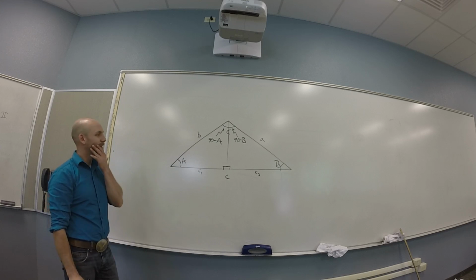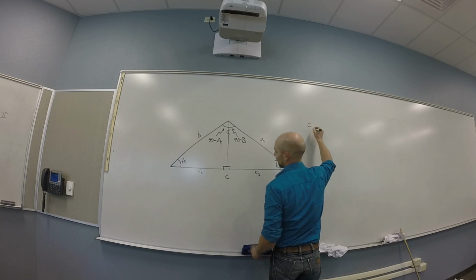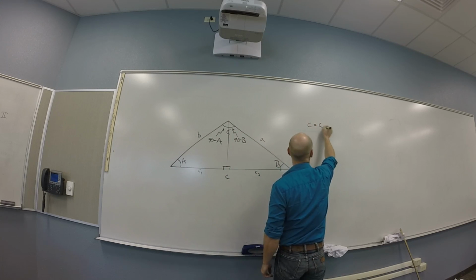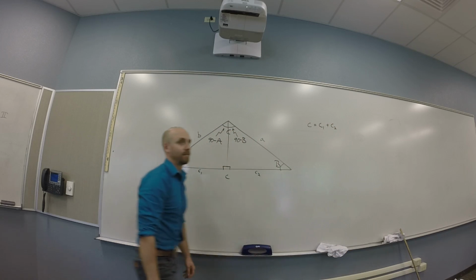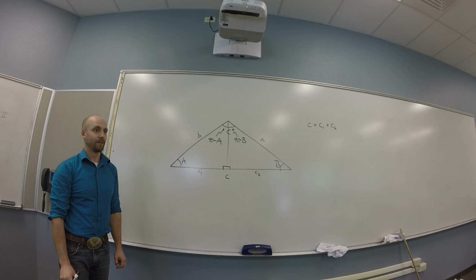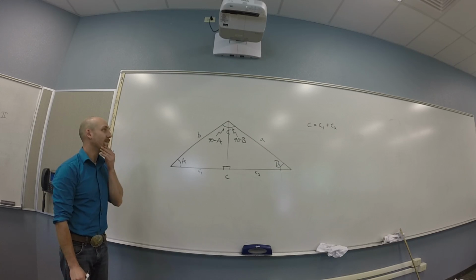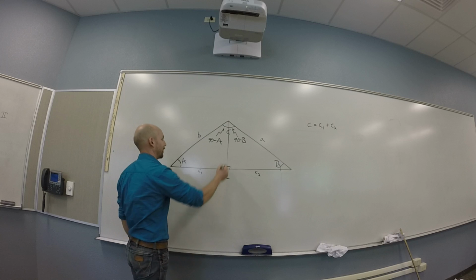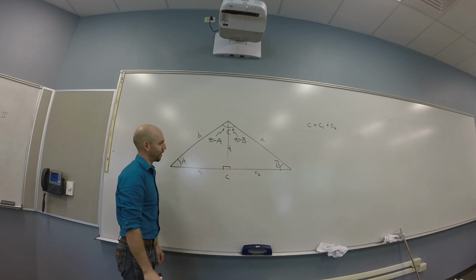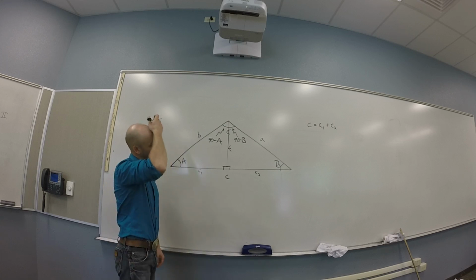Okay, so what do I know here? I know that little c is little c1 plus little c2, right? Okay, cool. Let's see. Can we name that line you're dividing C with? Name it h, the height. Oh, okay. You want to call that h for height? Okay, cool. So what else do I know then?